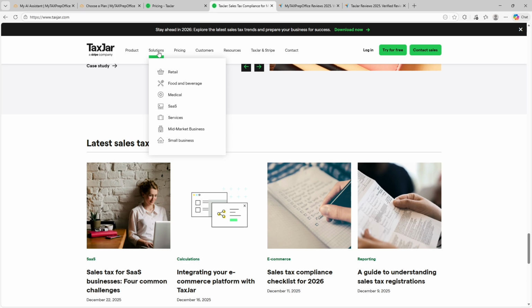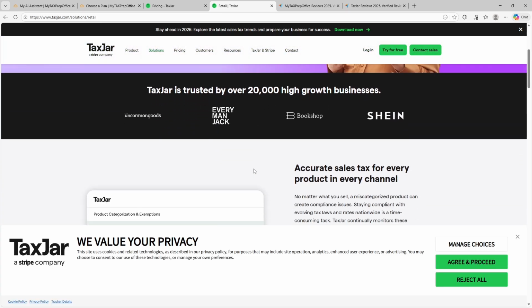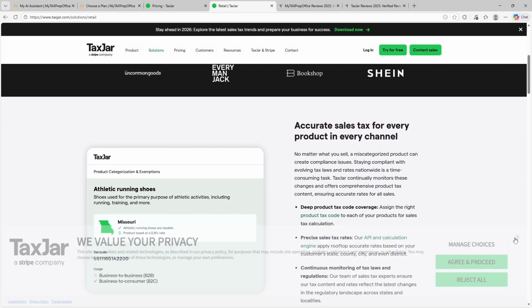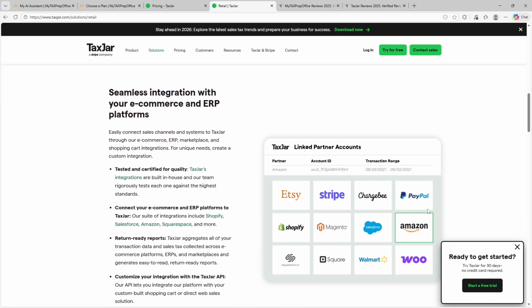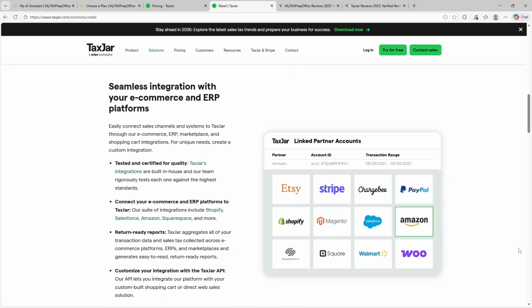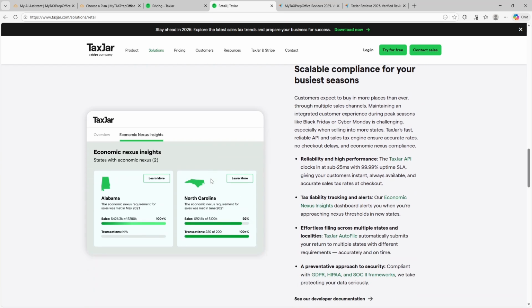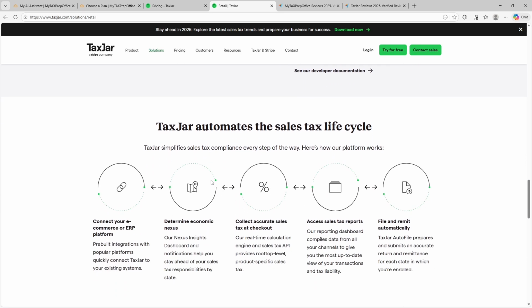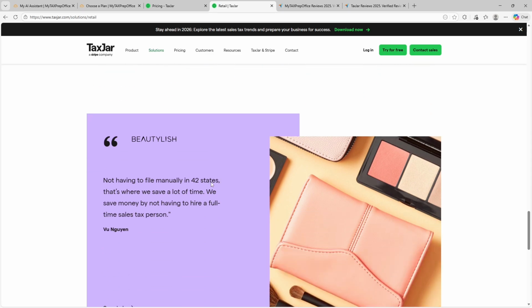From a pros and cons standpoint, TaxJar's biggest strength is automation and accuracy. It dramatically reduces the manual workload associated with multi-state sales tax compliance and lowers the risk of under or over collecting tax. Deep integrations, real-time calculations, automated filings, and audit-ready records make it especially valuable for e-commerce sellers, SaaS companies, and marketplace operators scaling rapidly.